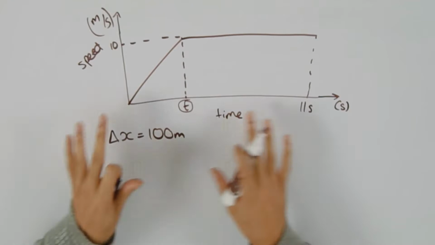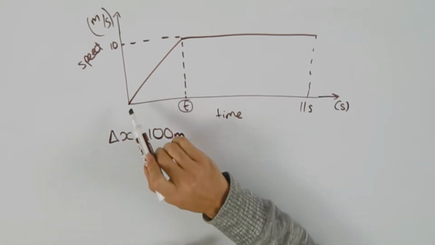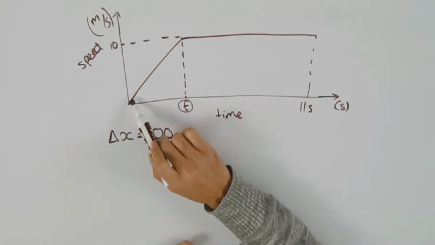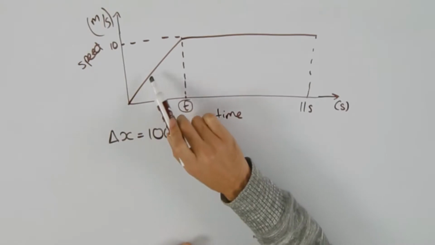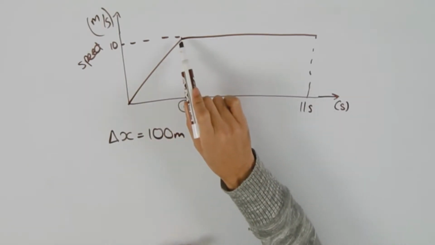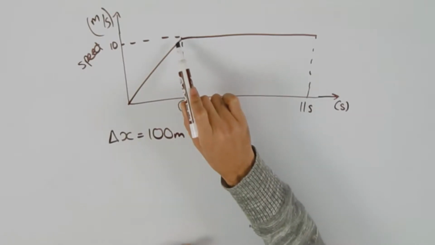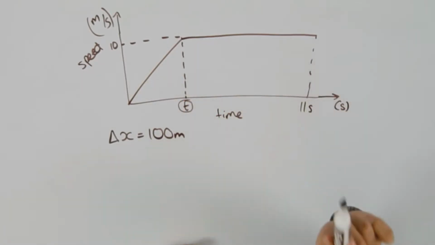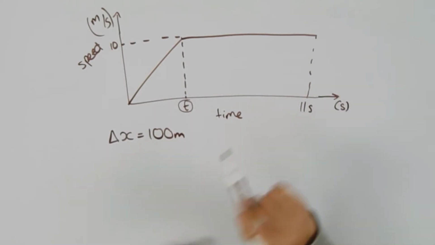So let's visualize what's going on here. The athlete is stopped, they start accelerating, speeding up, running faster and faster until they hit 10 meters per second. They can't go any faster than that, but they maintain that 10 meters per second for 11 seconds during a 100 meter sprint. That's what's going on. We want to know how long it's accelerating for, like how long did it take to reach that 10 meters per second. I'll give you a second to think about how we're going to do this question.